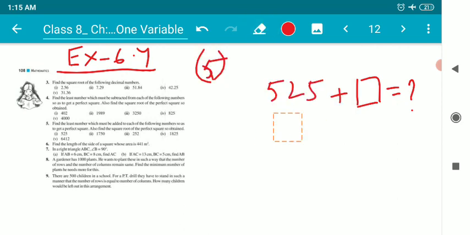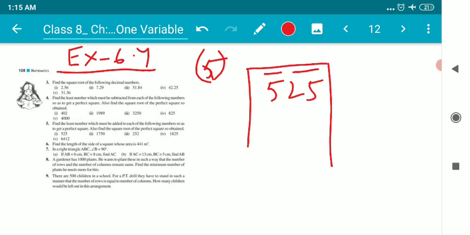Very simple, children, but we need to understand it very carefully. Let us find the square root of this number using the long division method. Our first job is to make pairs. Now which number shall I take? 2 2s are 4. So 5 minus 4 is 1. Double of 2 is 4. Now, as we can see, 4 is greater than 1. So what will we do, children? We will bring down 25.